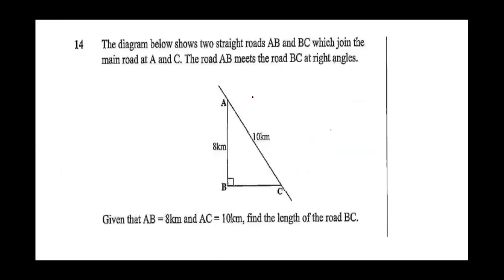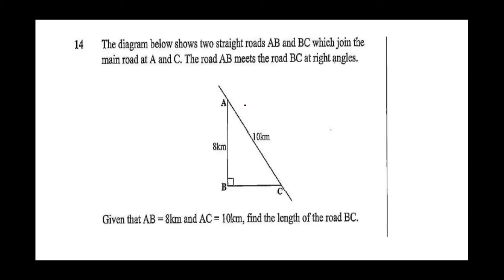Question 14 reads, the diagram below shows two straight roads, AB and BC, which join the main road at A and C. The road AB meets the road BC at right angles. Given that AB is equal to 8 kilometers and AC is equal to 10 kilometers, find the length of the road BC.